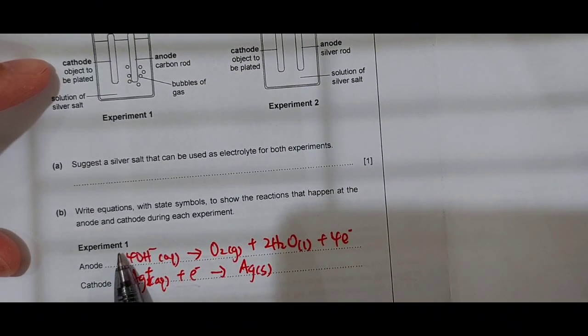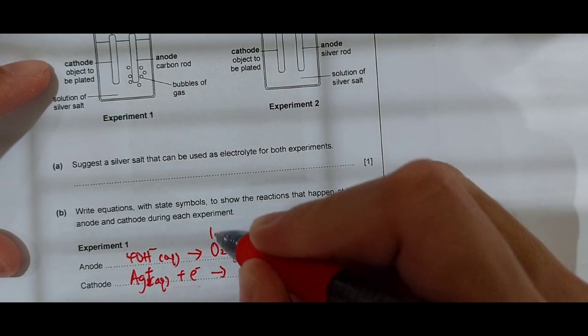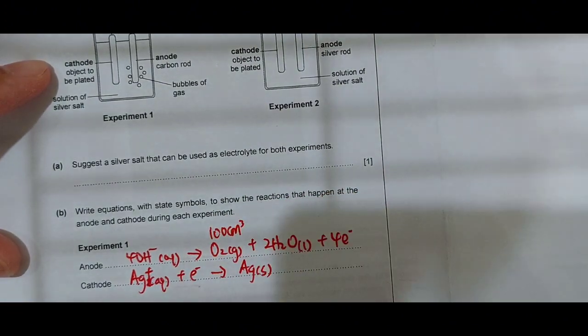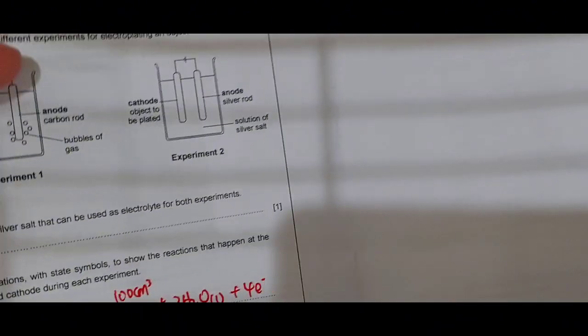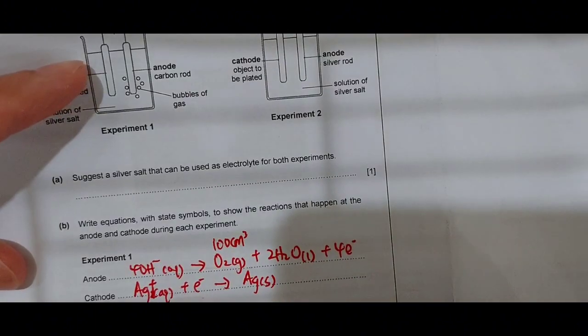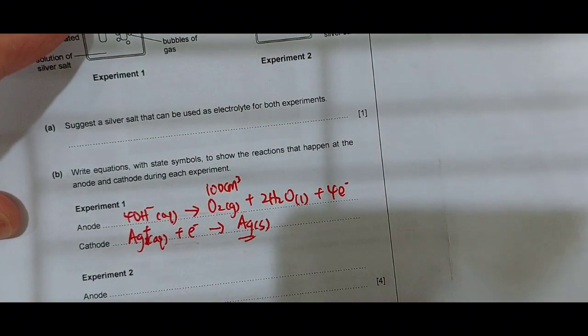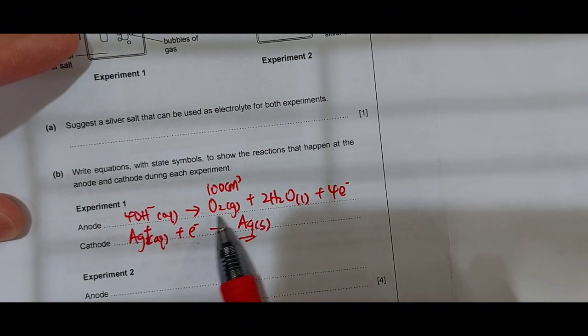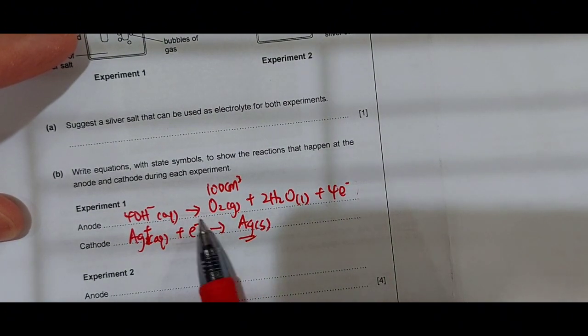For experiment 1, you should have already done this, which is writing down the half equation at the anode. So the colorless gas is obviously oxygen. So this is 100 cm³. And the question wants the gain in mass of the cathode, which is silver. These two half equations are related by the number of mole of electrons.